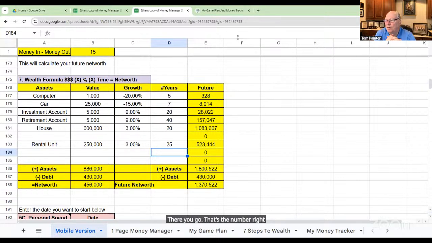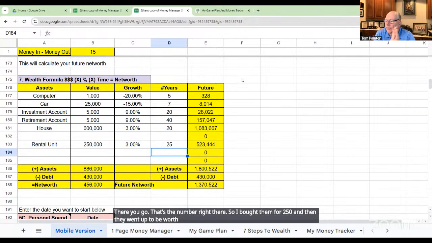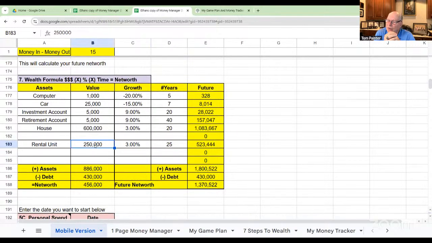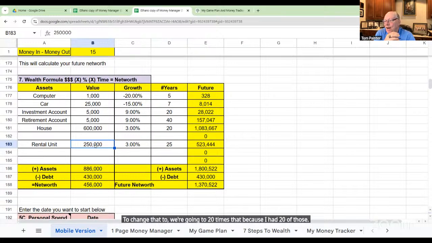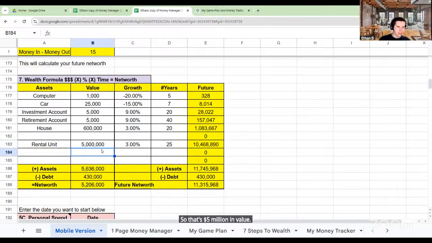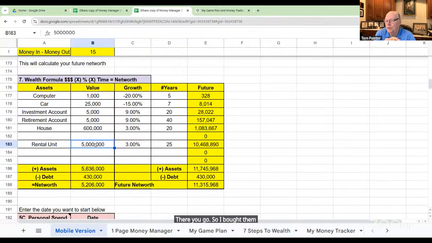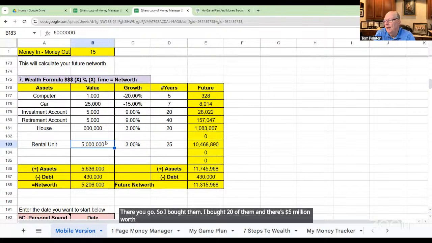So I bought them for 250, and then they went up to be worth 500,000. Now I want you to change one thing, Ethan. Instead of 250, I want you to change that to 20 times that, because I had 20 of those. So that's $5 million in value. Did I do too many? There we go. So I bought 20 of them, and there's $5 million worth of rental units. And that's how much they went up.